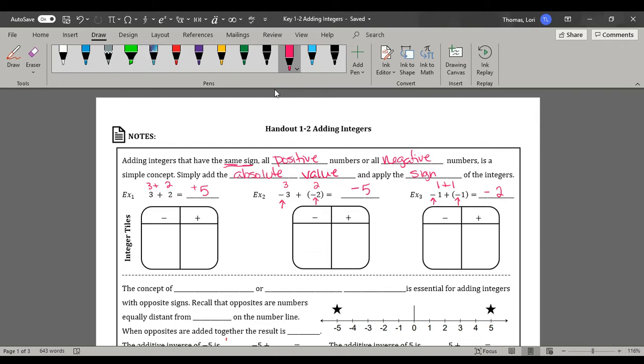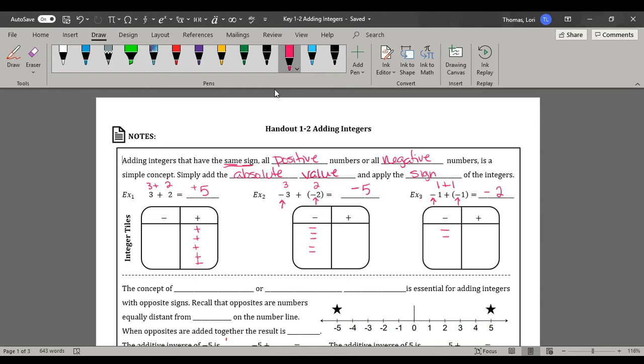Now let's take a look at using integer tiles to represent our problems. In example number 1, we have 3 positives, and we're adding 2 more positives, and I have 1, 2, 3, 4, 5 positives all together. This is kind of like the idea of just adding apples with apples, oranges with oranges. Whatever you're adding together, that's what you get. So here we have 3 negatives, and we're going to add 2 more, so we have 5 negatives all together. Our third example, we have 1 negative, and we're going to add 1 more negative, so we have a total of 2 negatives.